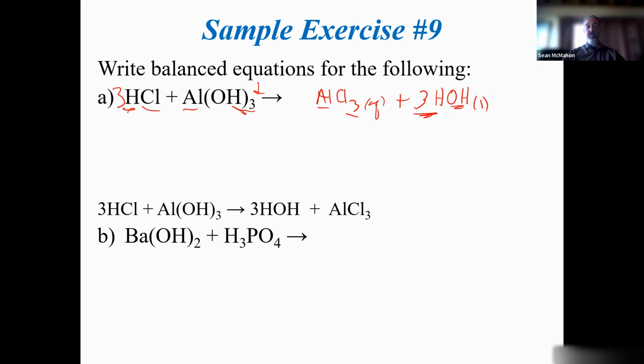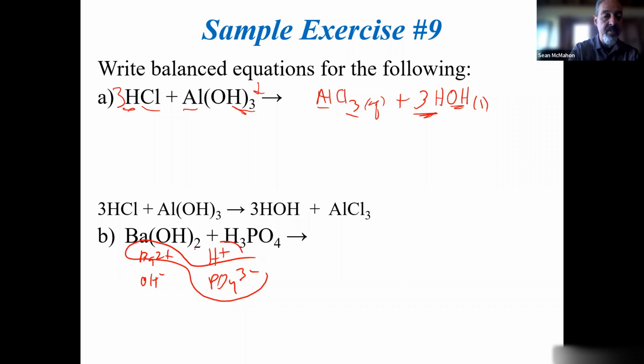So you should be able to do the next one as well, right? With the barium hydroxide and the phosphoric acid. If I was to break this apart, I got the barium 2+, the hydroxide. How do I know barium's a 2+? It's an alkaline earth metal, group 2. I'm going to put the H+ in the phosphate. I'm going to crisscross. So I'm always going to produce a water.